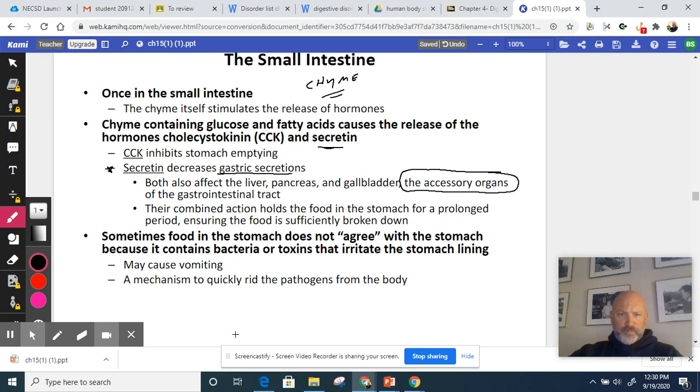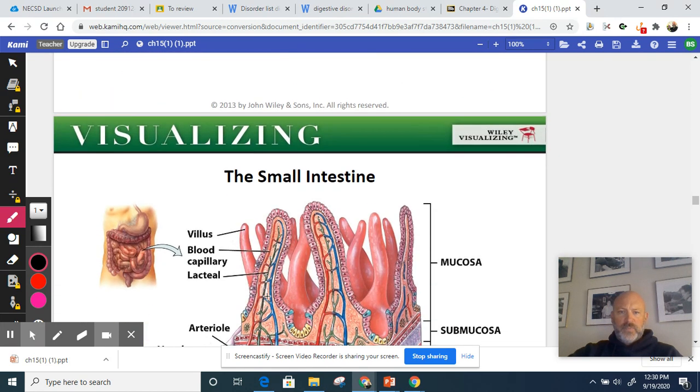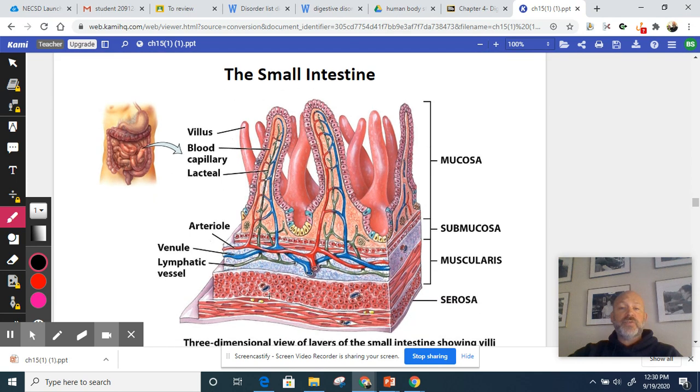And then their combined action holds the food in the stomach for a longer period, just to make sure that food is ready to leave. And it's ready to leave when it's sufficiently broken down. Remember, if the stomach does not agree with the food because it contains some type of toxins, well, we could vomit, right? And that's how we get rid of those pathogens quickly.